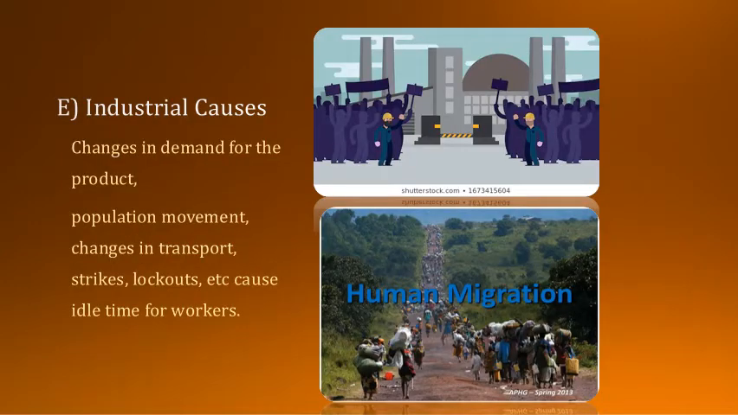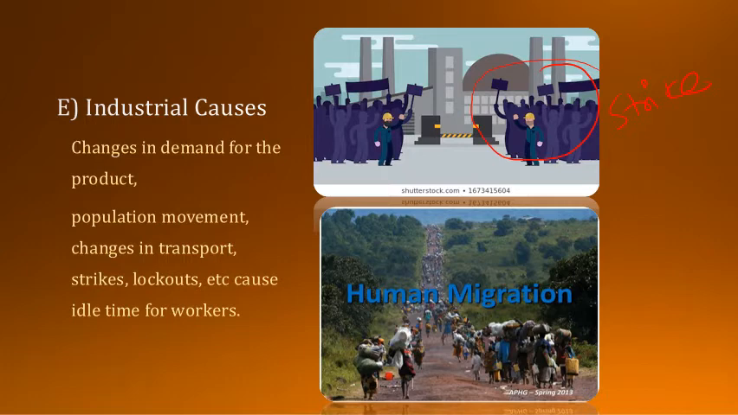Next are industrial causes. See this first picture, you can see these workers are on strike. So they have made a strike, maybe there may be different demands, maybe demand for welfare, maybe demand for a salary hike, maybe demand for their timings, right? So that is one of the causes that the factory remains closed and still workers have to be paid.